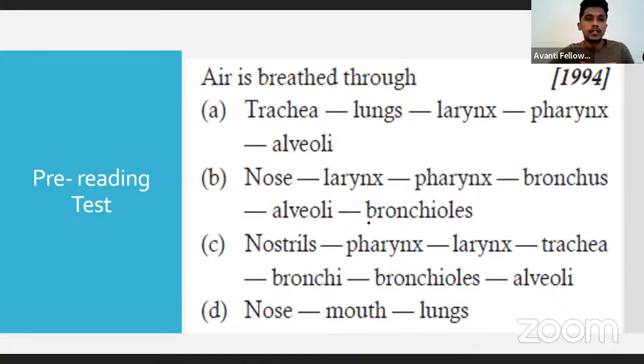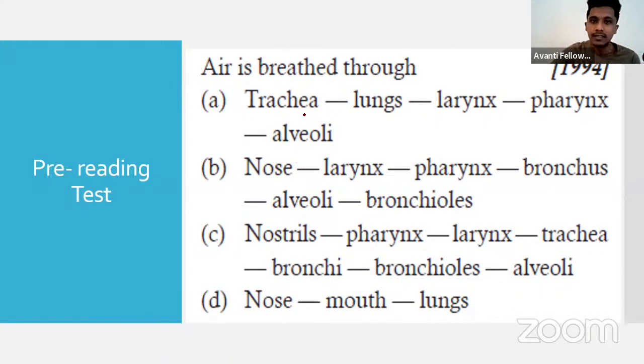All right, students. So the question asked is the pathway of breathing. So what happens when we breathe? The air enters through nose, like through nostrils. Through nostrils, it goes through pharynx. From pharynx, it goes to larynx, right? The last part of the pharynx is your laryngopharynx, right?